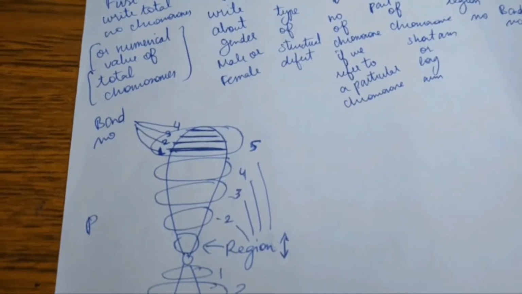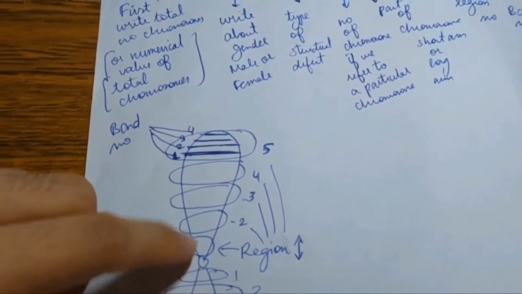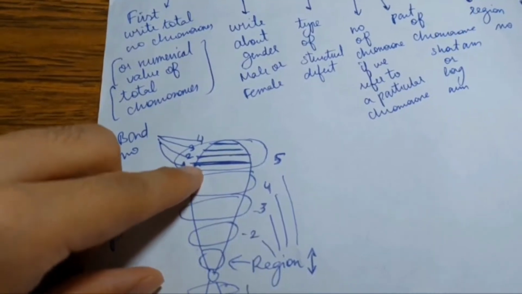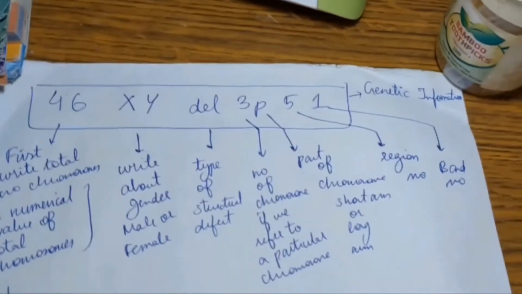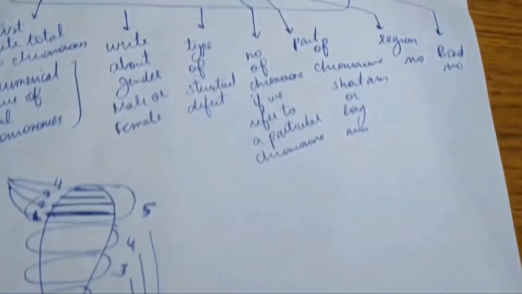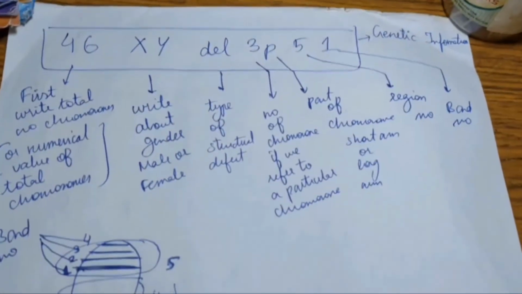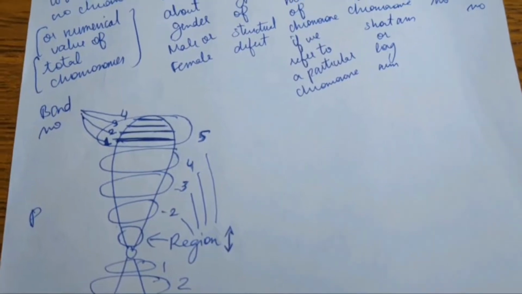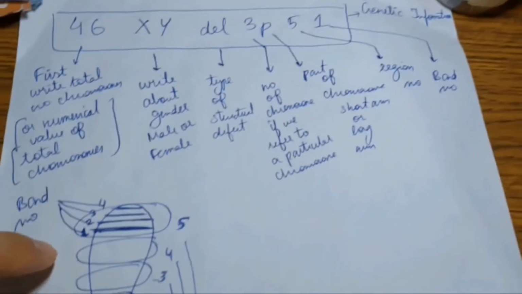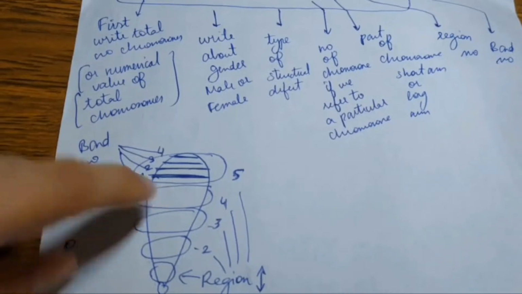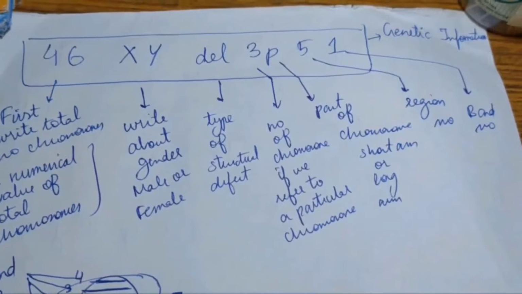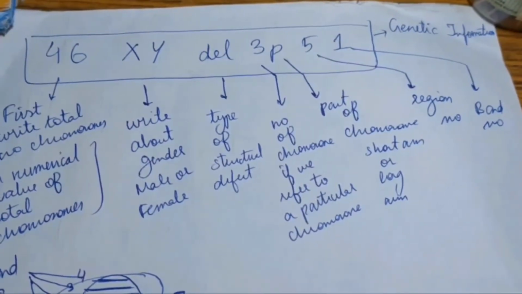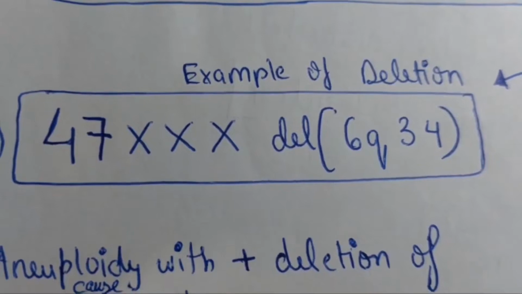Then band number. The band number is also counted from the centromere towards the telomere. The band closest to the centromere is band number 1, then band number 2, 3, 4. So here they are saying that in chromosome number 3, in the P part, the short arm, in region number 5, band number 1, there has been a deletion. This is how you read the genetic information in the special language used by cytogeneticists. Now we are going to see another example.